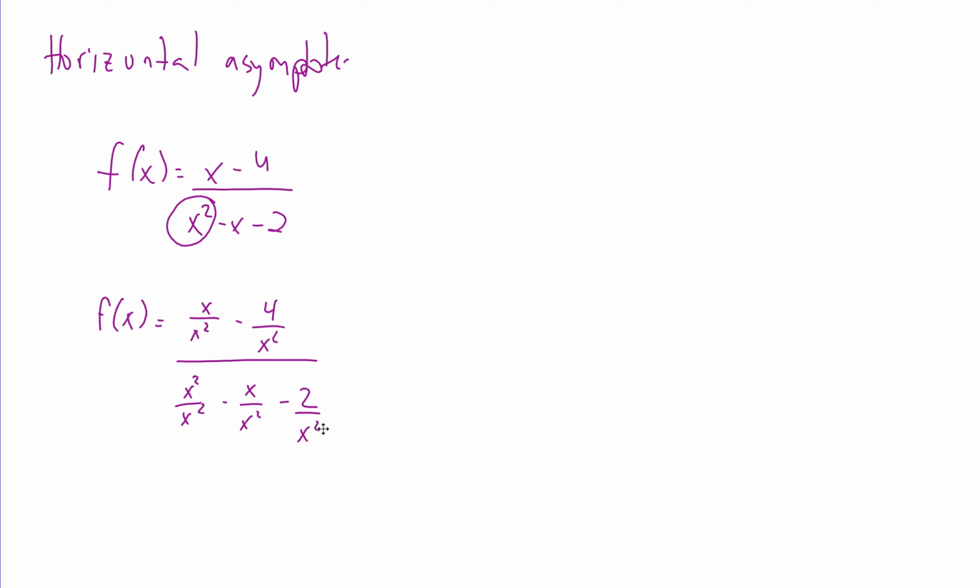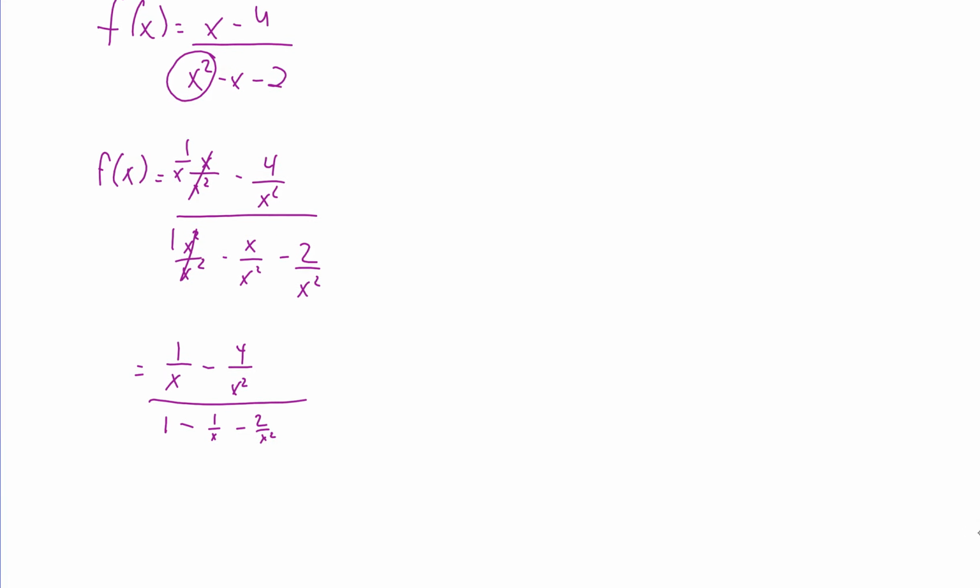We'll simplify where we can, so this becomes 1 over x. So we have 1 over x minus, we can't really simplify that, so it's 4 over x squared, divided by, well, this will simplify to 1. And then we have 1 over x minus 2 over x squared.